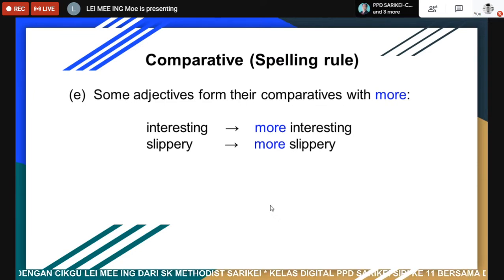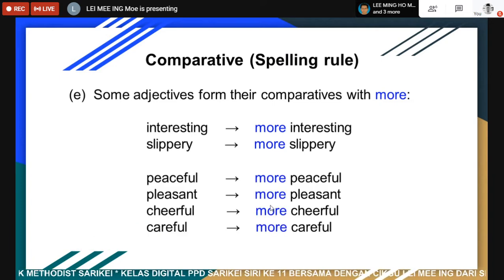However, we have some adjectives with 2 syllables. We follow this rule, rule number 5. For example, we have peaceful, more peaceful, pleasant, more pleasant, cheerful, more cheerful, careful, more careful. So these are the 5 rules in your spelling rules for comparative.